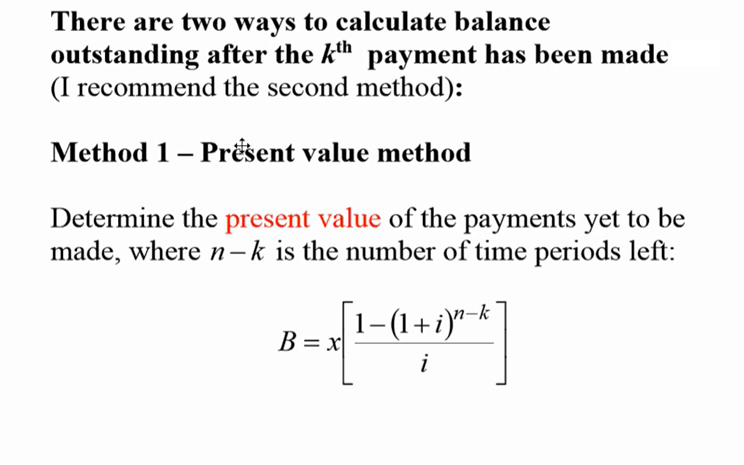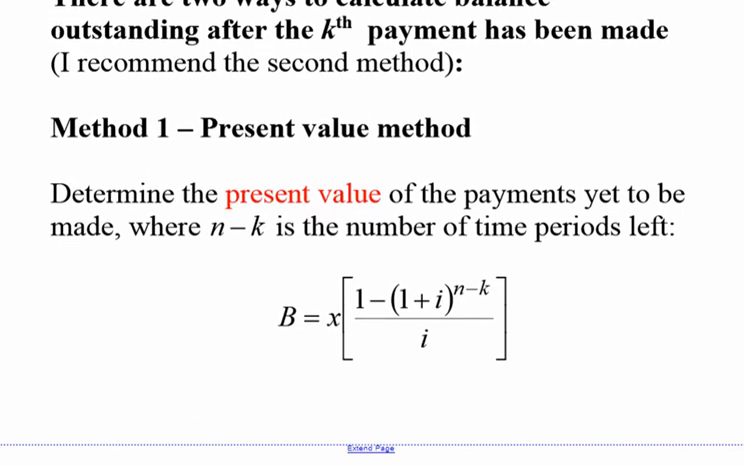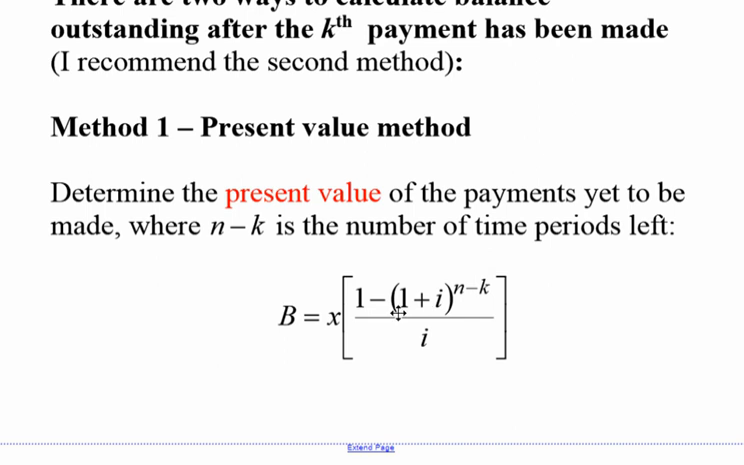The first method I'm just going to call the present value method. And that is, you determine the present value of the payments that are yet to be made, where n minus k is the number of time periods left. So if we have a look at the timeline, B would be our present value of all those payments that are still coming. And to know how many payments, you just take the n and you subtract the k to find out how many payments there are. So that's one way to do it, using the present value formula. So you can see that we're taking it back to get that present value at B. Now that's a method I don't think that you should use, even though it seems simpler in some cases.